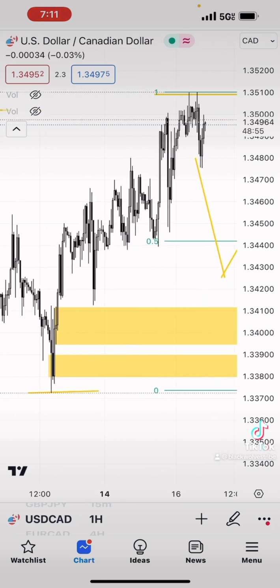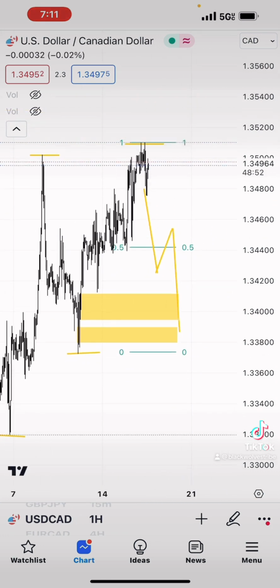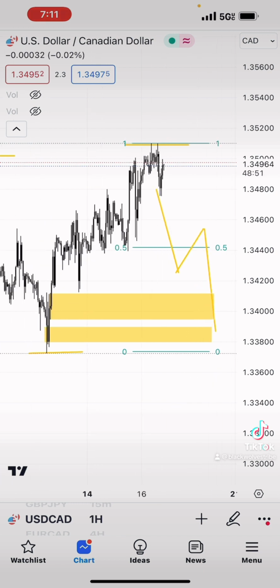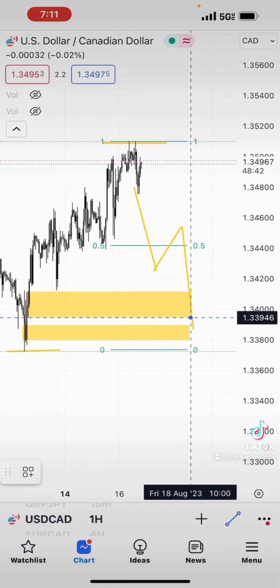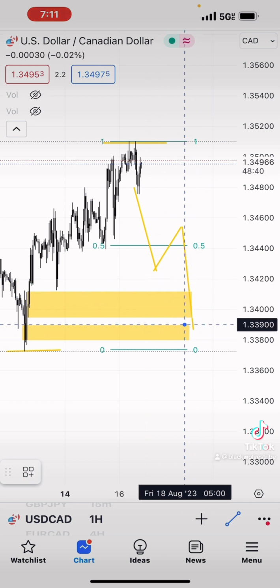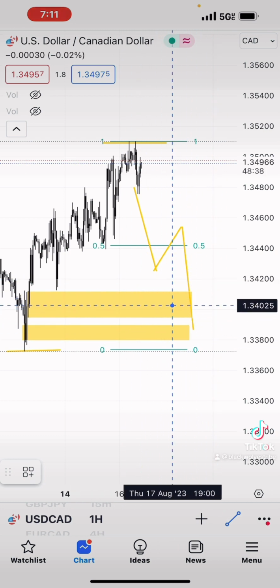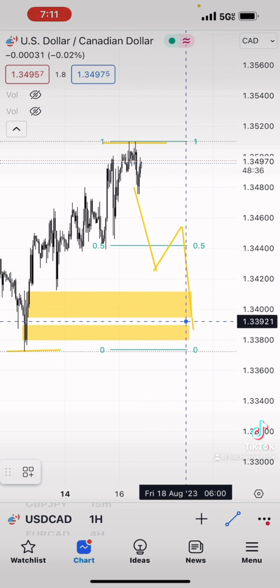And I'm interested in these areas, and what I'm expecting is for price to come down to my zones, my fair value gaps, my order blocks, my demand zones, and I'm expecting a reaction from these zones. So what I want to see before I actually enter off these zones, because these are only my points of interest, not my points of entry. I want to enter here, but we want to see if this actually works.